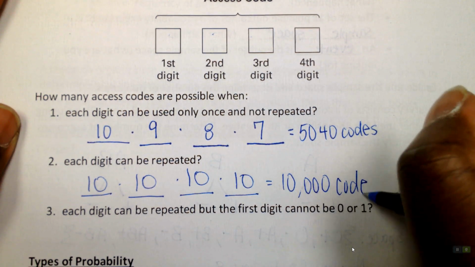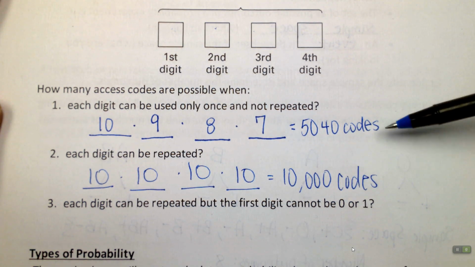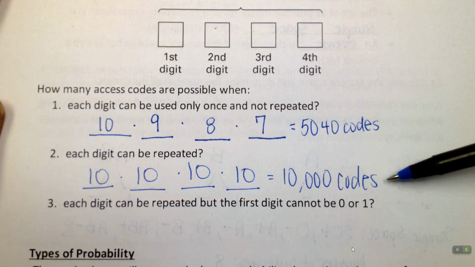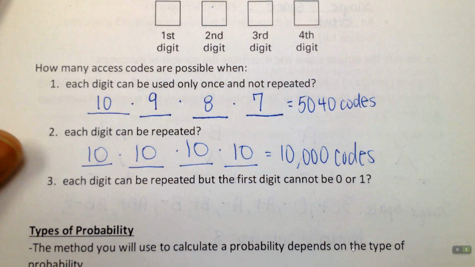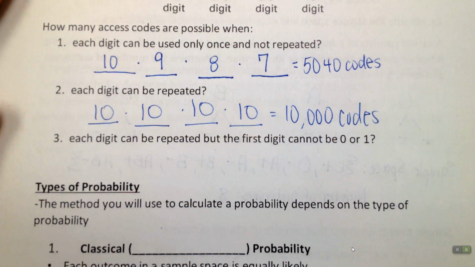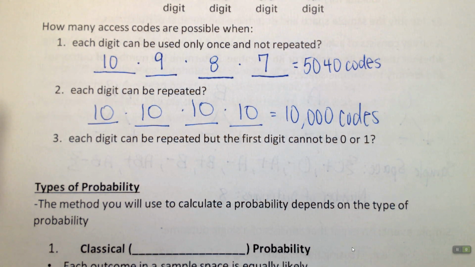10,000 codes, 10,000 possibilities. But I have no restrictions. So when I have a few restrictions, it decreases. When I have no restrictions, I have all my possibilities. It's kind of like I'm using my whole entire population any kind of way I want.